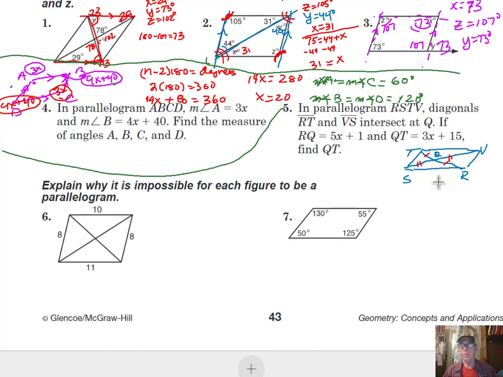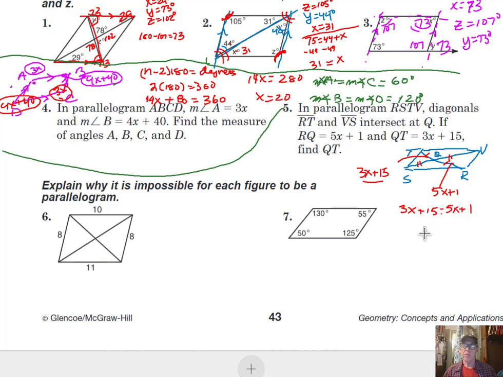And it says RQ is 5x plus 1, and QT, which is this top half here, is 3x plus 15. They want us to find the length of QT, this piece right here. So we have to think back. One of the properties of the diagonals of a parallelogram is that they bisect each other, which means that this QT segment is congruent to QR because Q is the midpoint. So we can say 3x plus 15 equals 5x plus 1.